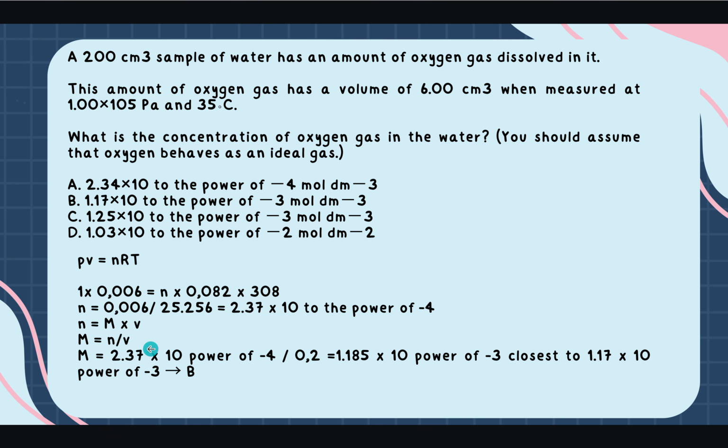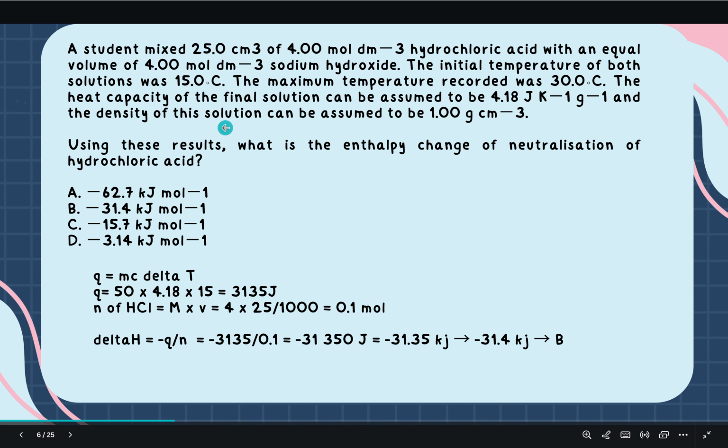To find the molarity, which is the concentration, it's the amount of substance divided by the volume. So it's 2.37 times 10 to the power of minus 4 divided by 0.2, which is the 200 milliliters converted to liters, and it equals 1.185 times 10 to the power of minus 3. Since this is the closest to option B, which is 1.17 times 10 to the power of minus 3, therefore that is the answer. Jumping to the next question.